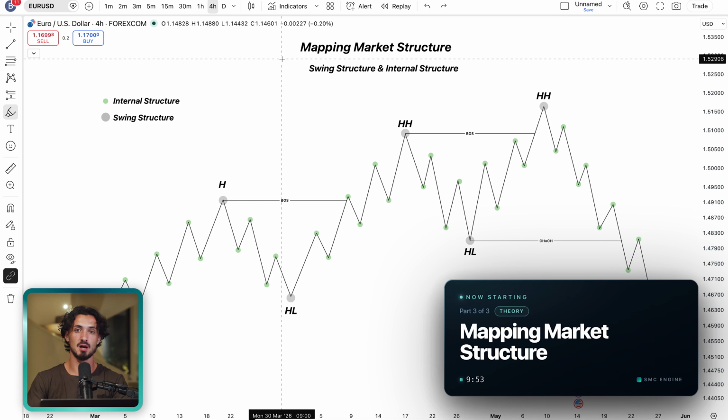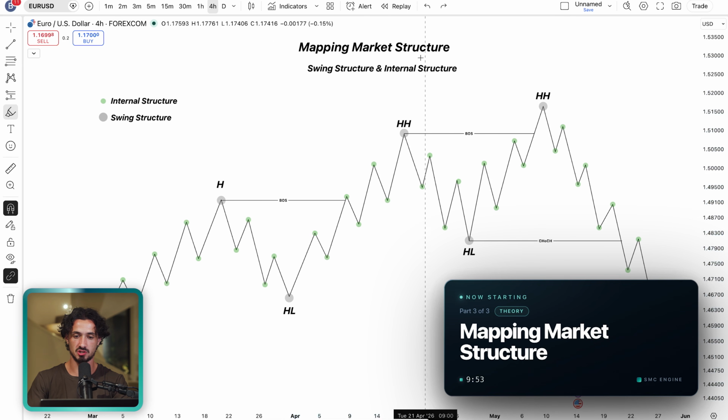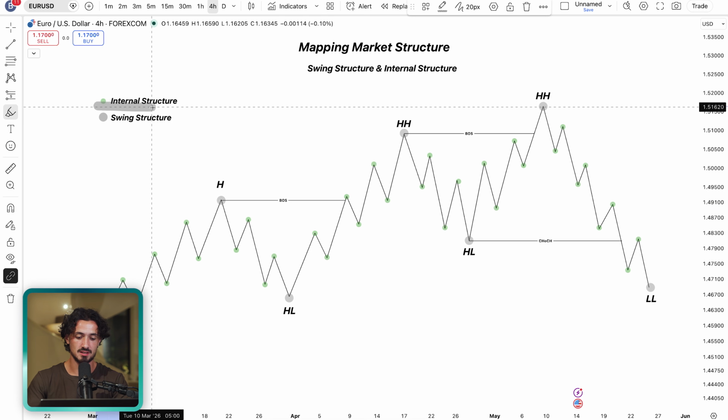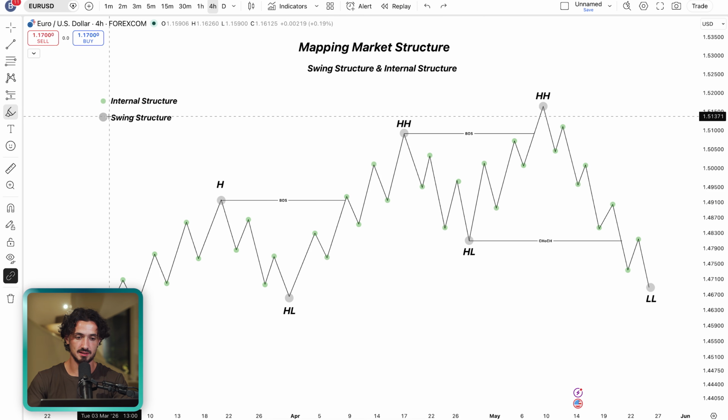In this section, I want to talk about mapping market structure, swing structure versus internal structure. This is something that I see so many traders get wrong, and it ends up costing them everything. Here we can see that we have the code for internal as green and swing structure as gray.